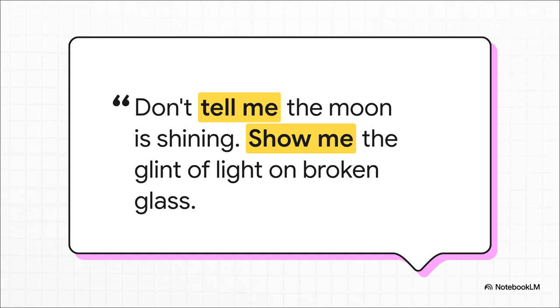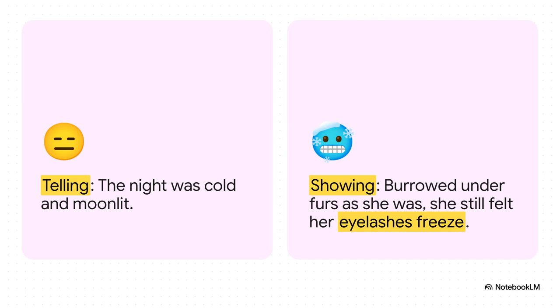Telling is just stating a fact. It's flat. Showing, on the other hand, is immersive. It's powerful. You're creating an experience for the reader through tiny, vivid details. Let's make this crystal clear. On the left, we're telling. The night was cold and moonlit.